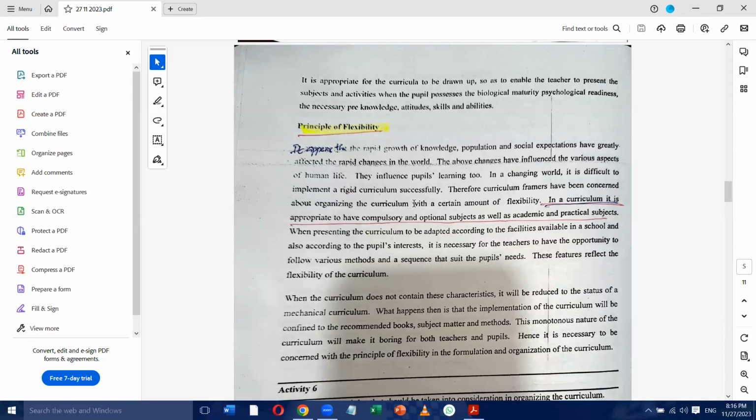So what happens then is that the implementation of the curriculum will be confined to the recommended books, subjects, and methods. This monotonous nature of the curriculum will make it boring for both teachers and pupils. Sometimes we have that fear. Hence, it is necessary to be concerned with the principle of flexibility in the formulation and organization of the curriculum, right?